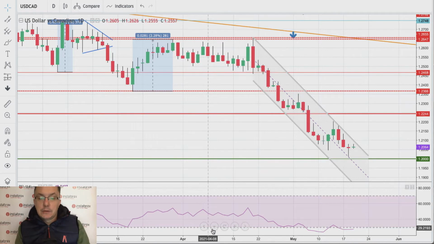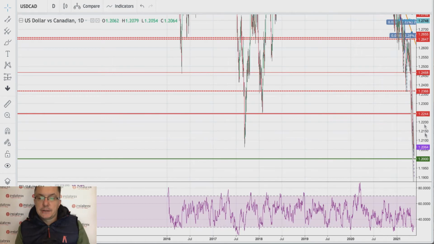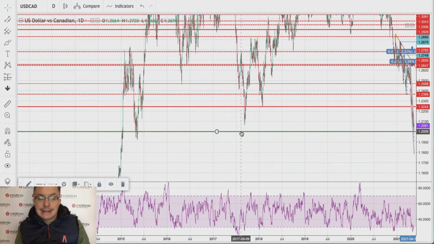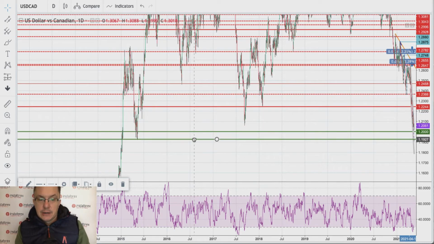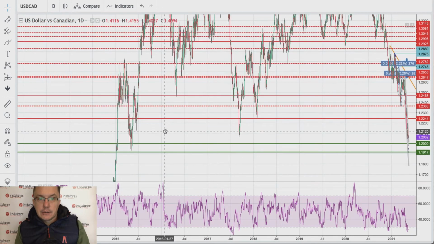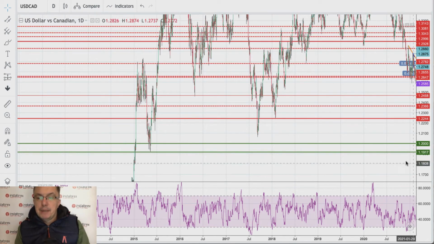But let's take a look at this chart from a wider perspective, because as you can see, we just broke below the lows of 2017, which is very bad. We are getting towards 1.2, and the next eventual support for the US dollar to the Canadian dollar, multi-year support, is somewhere around the level of 1.1920.